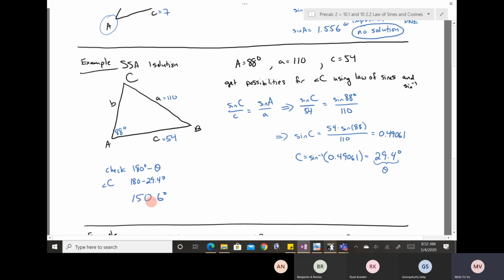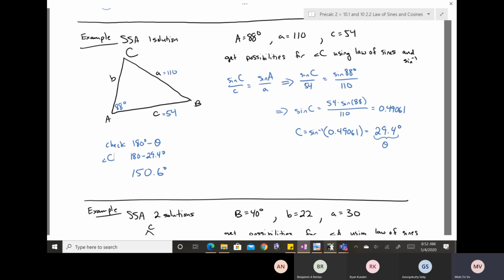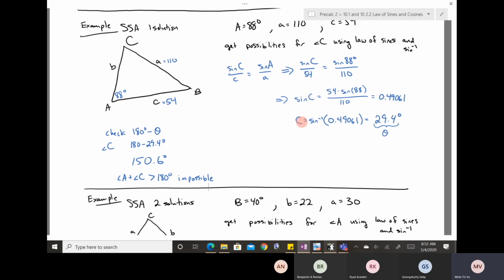And if angle C were 150, right? Angle A already was 88, right? So if you add 88 plus 150, this is clearly more than 180 degrees, and that's impossible, right? Because as we said, the 3 angles in a triangle should always add up to 180, right? So angle A plus angle C is bigger than 180 degrees, which is impossible. And so this is the situation where it's not possible to have an obtuse triangle. And so for angle C, this is the only possibility.